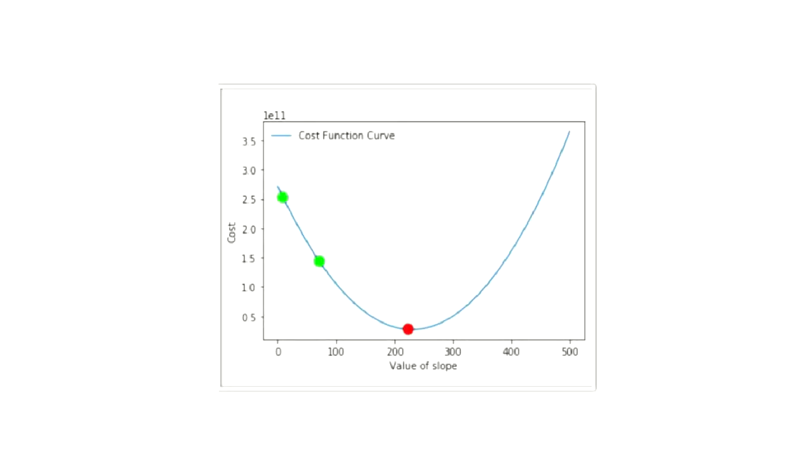Using our cost function curve, we can now easily find the optimum value of slope m, 234 in this case, for which the cost would be minimum as shown on the plot. This value was calculated from the cost table using the minimum function.